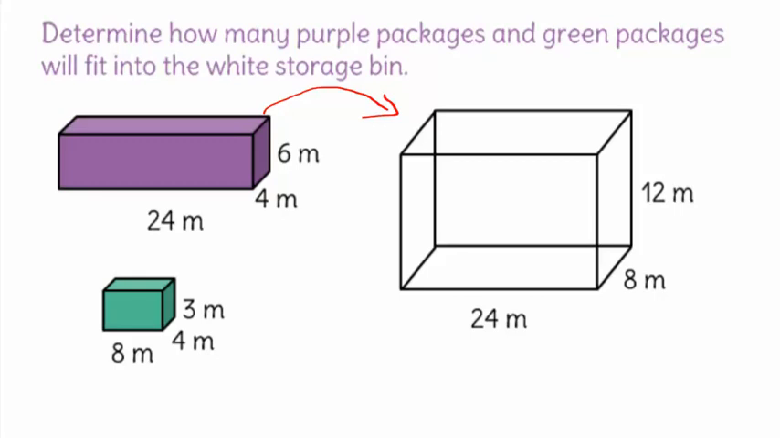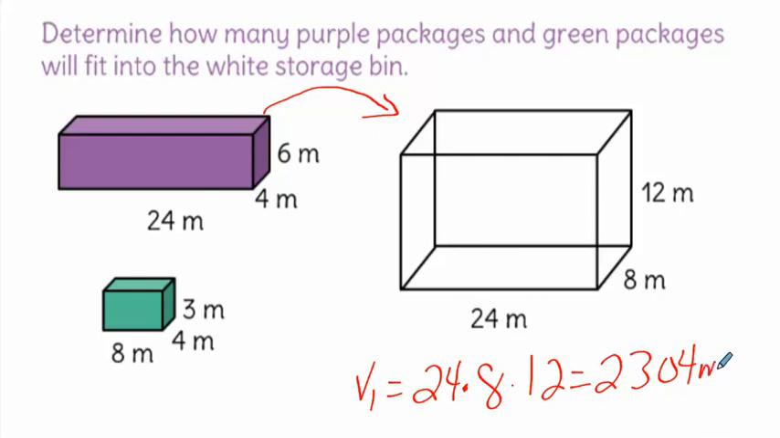I'm going to look at this one first. This is my original container, and this is what I want to figure out. That would just be length times width times height, so 24 times 8 times 12. I want to find the volume of the first one. I'm going to grab my calculator. 24 times 8 times 12 would be 2,304 meters cubed.